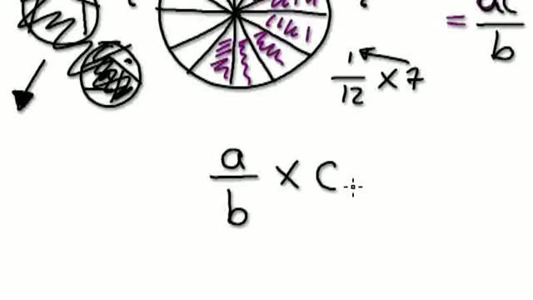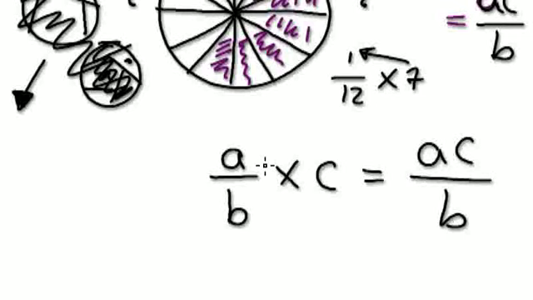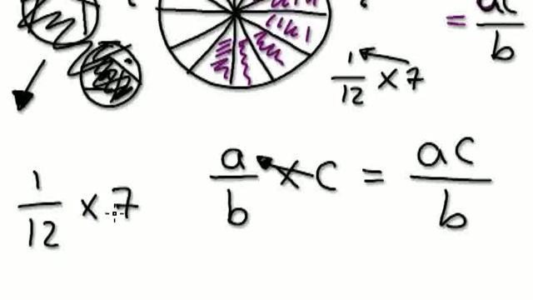So 1 over 12 times 7, it gets multiplied to the top. Sorry, in maths, we normally write this: a over b, so it's basically a fraction, times another number, c. It means ac over b. It basically means just get c and multiply it to the top. So this example of ours, it gets multiplied to the top, so 1 times 7 is 7 over 12.